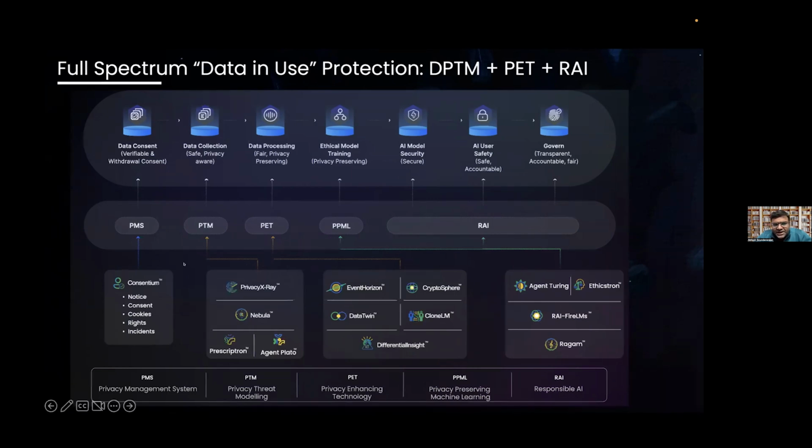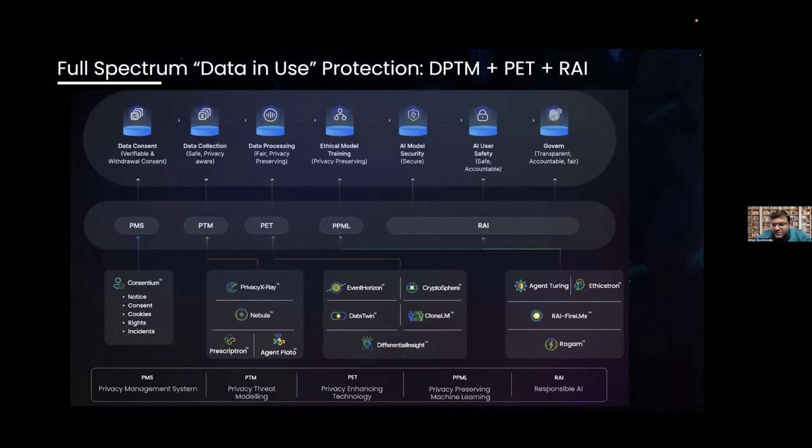So if you look at the data and AI lifecycle in an enterprise, it starts with consent. Can we make consent verifiable, provable, and withdrawable, along with cookies, rights, and incidents? Then all data flows in the enterprise should be bound to this consent, and in terms of PET, it can become exempt if the right level of guarantees can be provided. But even before that, we have to understand the risk in the data being requested.